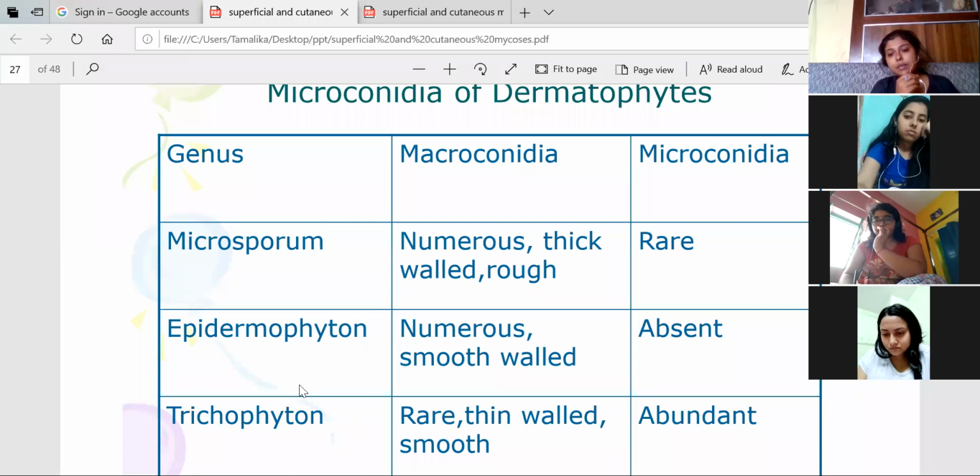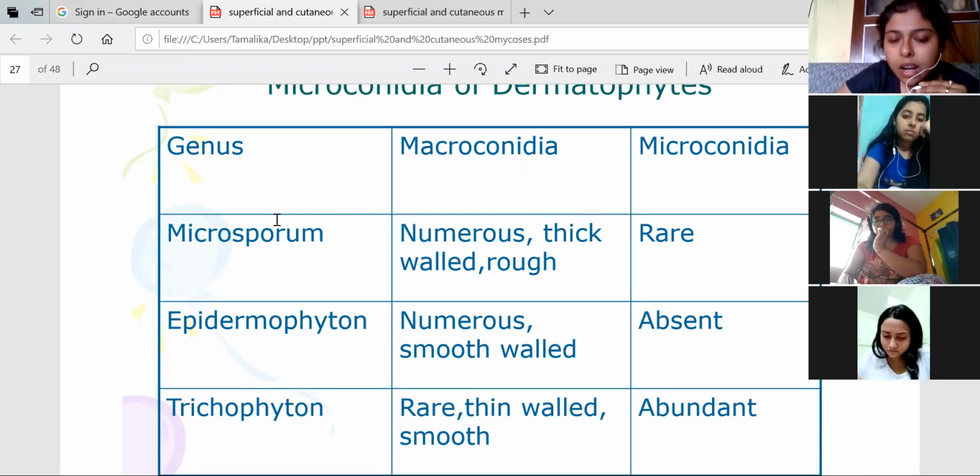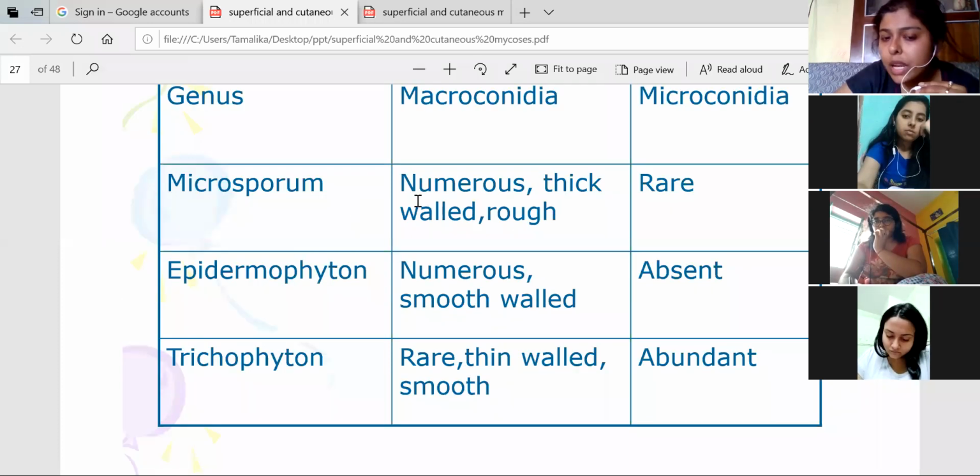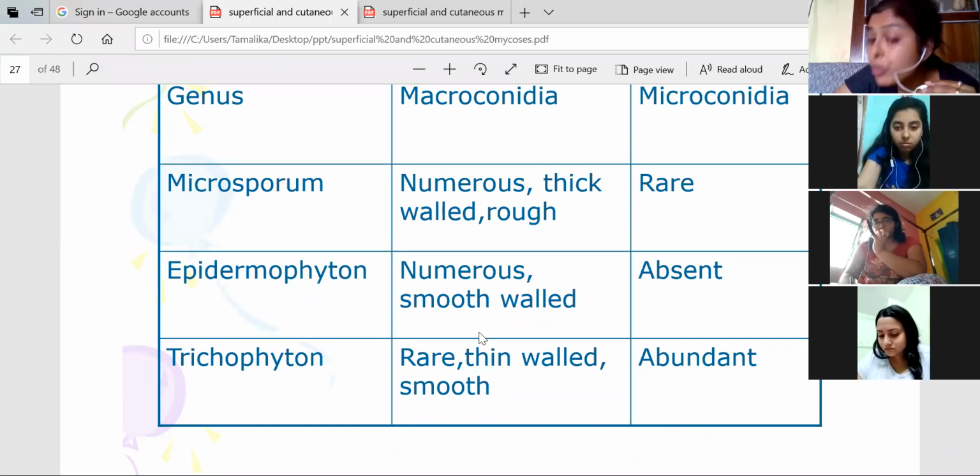Okay, so these are the organisms. Microsporum: numerous, thick-walled, rough; microconidia are not there, sometimes there. Epidermophyton: numerous, smooth-walled; microconidia are absent. Trichophyton: rare, thin-walled, smooth, and abundant microconidia are there.